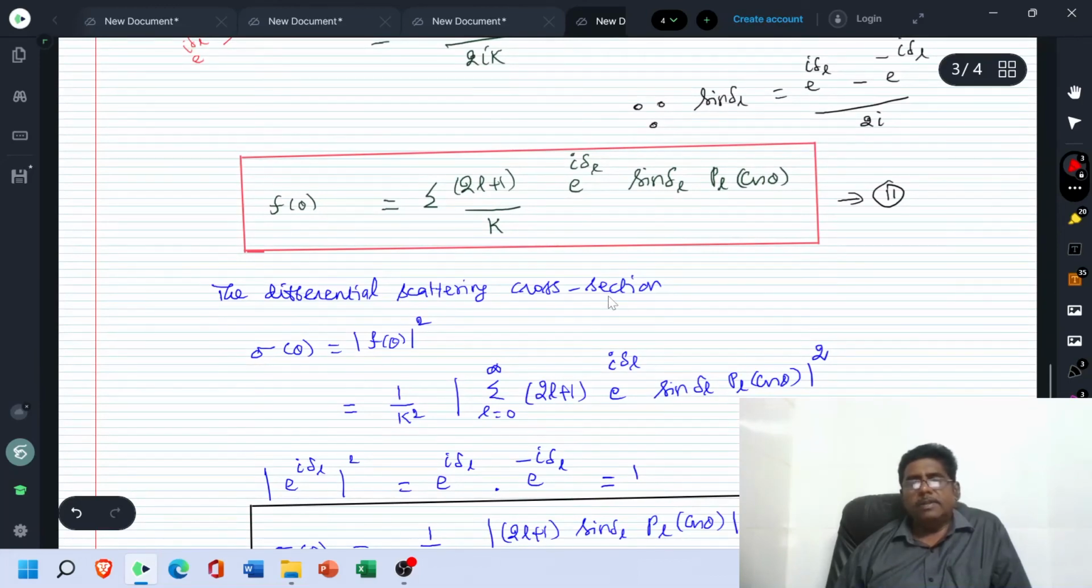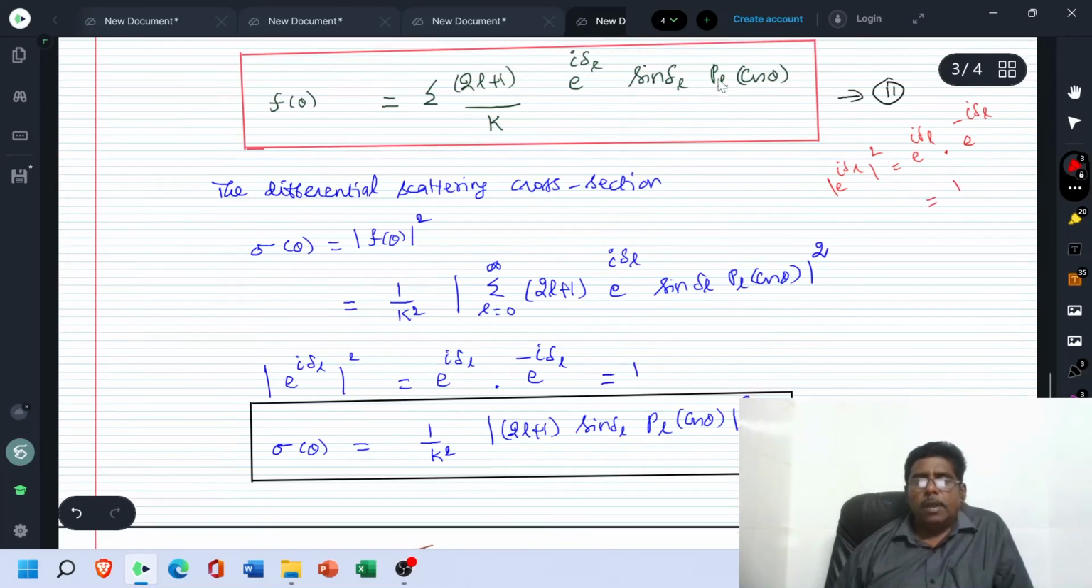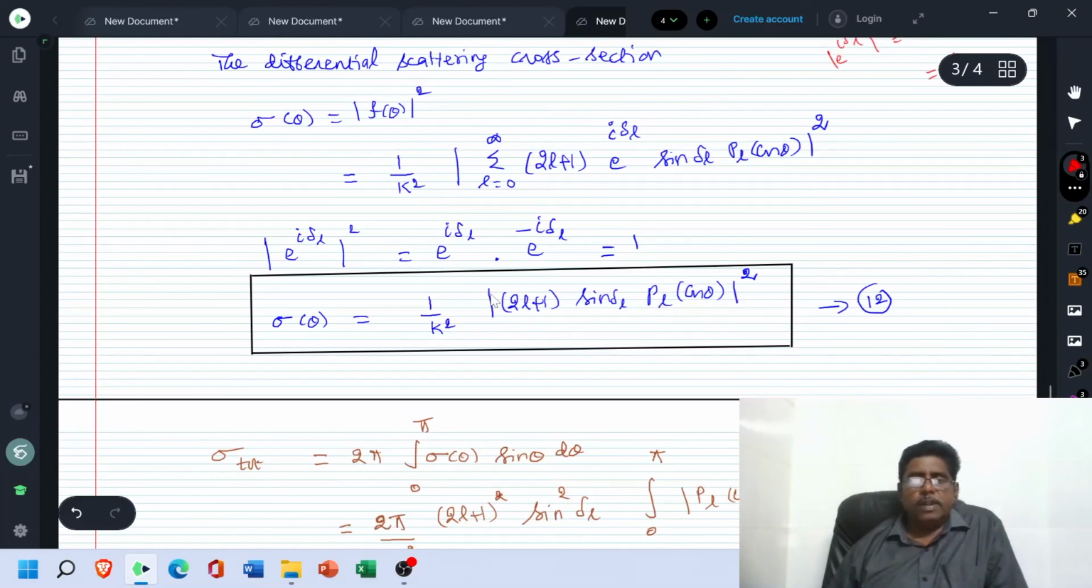Now the differential scattering cross section is equal to the absolute square of f(θ). σ(θ) equals the absolute square of f(θ), which is 1/k² times the square of the summation over L equal to 0 to infinity of (2L+1) e^(iδL) sin δL PL(cos θ). The absolute square of e^(iδL) is e^(iδL) into e^(-iδL), its complex conjugate, which is equal to 1. This is the value of the differential scattering cross section.